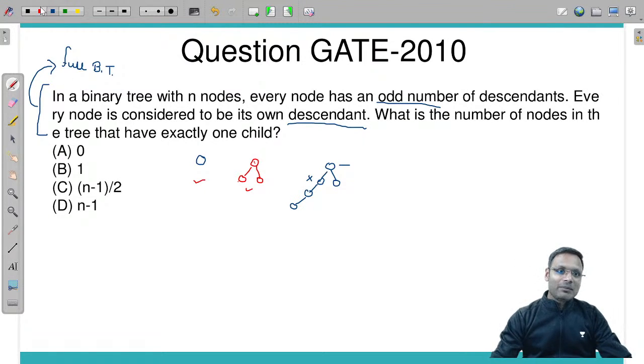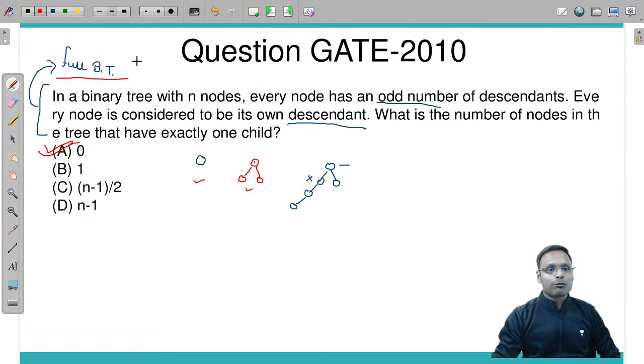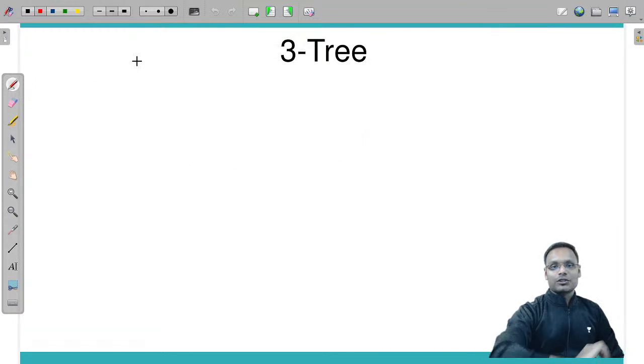Nothing will be found. Answer is 0. No node should have one child. All the nodes will have either 2 children or 0 children. That's why this particular question will lead us to have a full binary tree having 0 number of children.